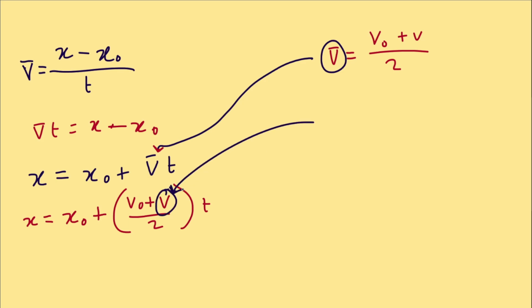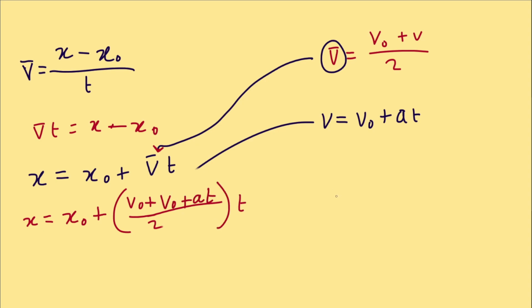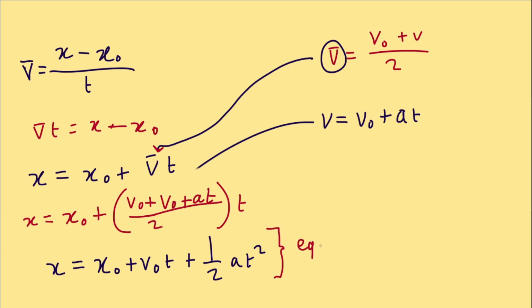If you remember our first kinematic equation, velocity equals velocity 0 plus at. We're going to plug that in now. So that becomes (v0 plus v0 plus at) multiplied by time. Next, we're going to expand this bracket, and this is our third equation: x equals x0 plus v0t plus 1 over 2 at squared. This is kinematic equation number 3.